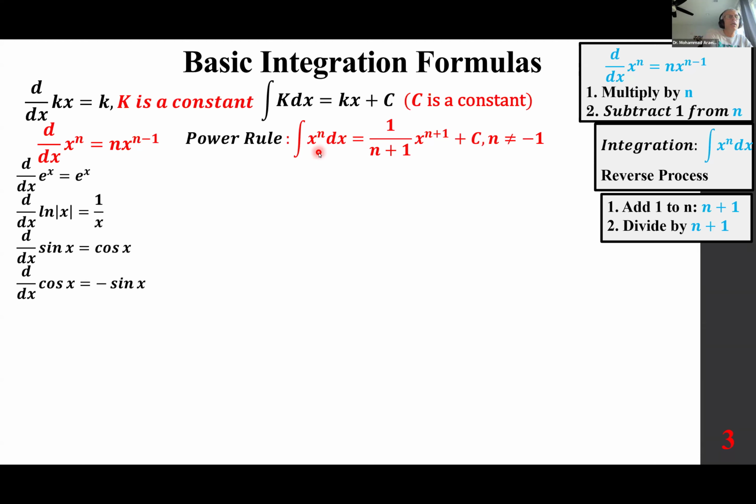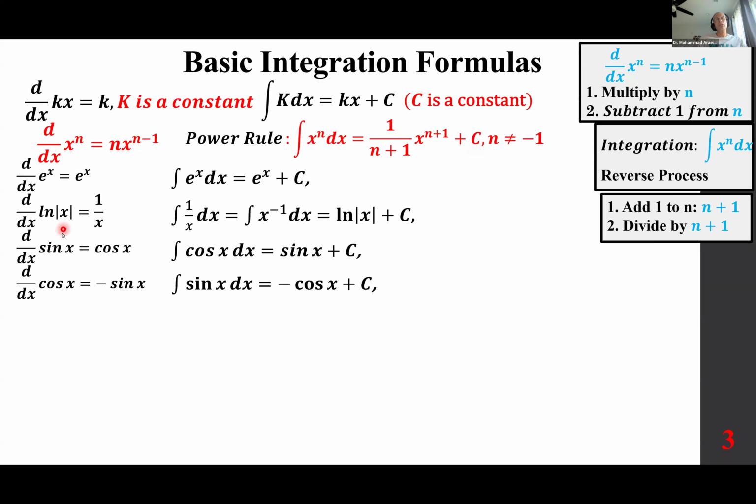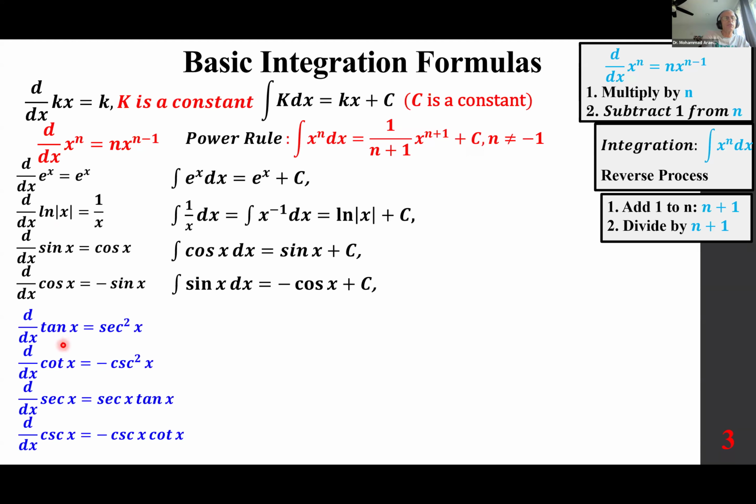The rest of it. If the derivative of e to the power of x is e to the power of x, the integral of e to the power of x dx must be e to the power of x and a constant. For ln x, the derivative is 1 over x, so the integral of 1 over x dx must be a natural log and a constant. And the rest of them follow in the same manner. Tangent, for example: if the derivative is secant squared, then the integral of secant squared dx must be tan x and a constant. And the rest of them follow in the same manner.